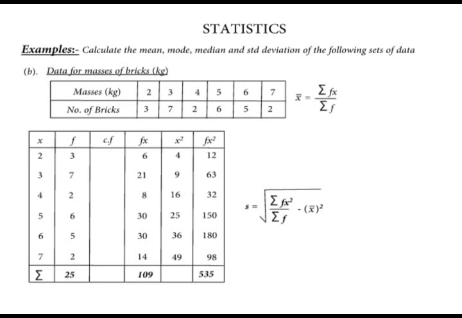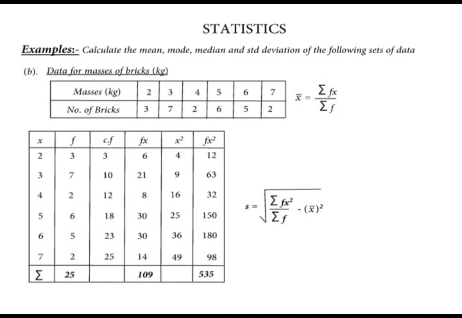Cumulative frequency. The first one is 3. 3 plus 7 is 10. 10 plus 2 is 12. 12 plus 6 is 18. 18 plus 5 is 23. And 23 plus 2 is 25. I believe that is sufficient.